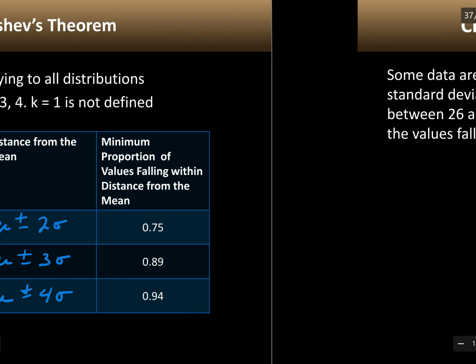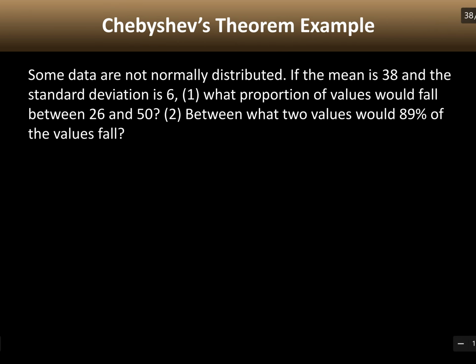Okay, so moving on to an example. Some data are not normally distributed. If the mean is 38 and the standard deviation is 6, question 1, what proportion of values would fall between 26 and 50? Question 2, between what two values would 89% of the values fall? So before moving on to the next video segment, try and see if you can answer these 2 questions. We'll pick up.